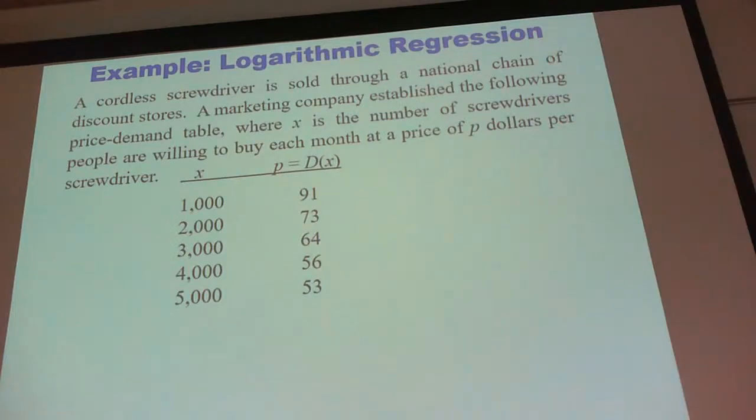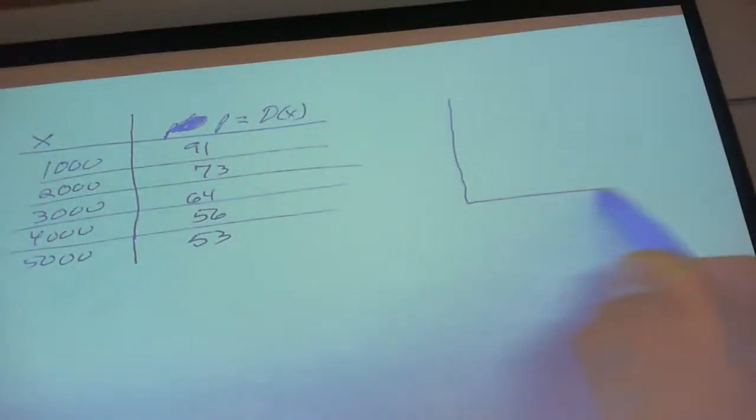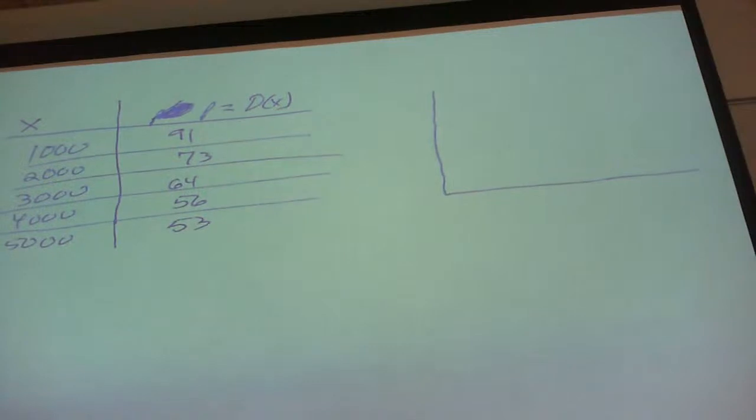Okay? So step one, don't touch your calculator. The first thing I want you to do is sketch the window for this data. So what goes on the x-axis, what goes on the y-axis, what would you start with, what would you end with? Just do that first. Don't mess with your calculator. Understand the problem first. That's step one.